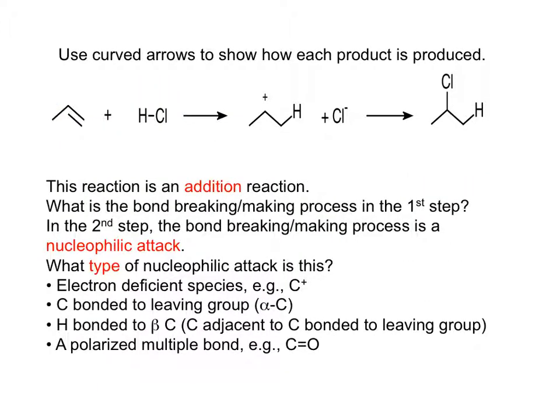This reaction is an addition reaction, which is the 4th type of organic polar reaction. Stop the video and use curved arrows to show how each product is produced. So here's what's happening. In the first step, the Klein textbook describes it as a proton transfer reaction. The second step involves a nucleophile attacking an electron-deficient species. That electron-deficient species is the carbocation. Review your formal charge rules to make sure that carbon has a +1 charge.